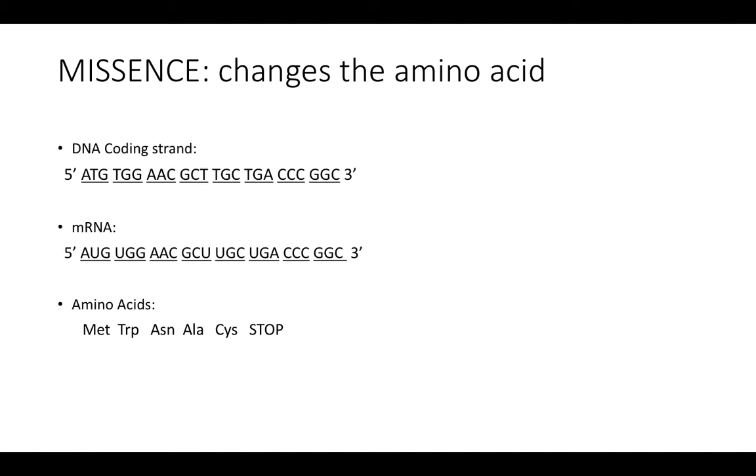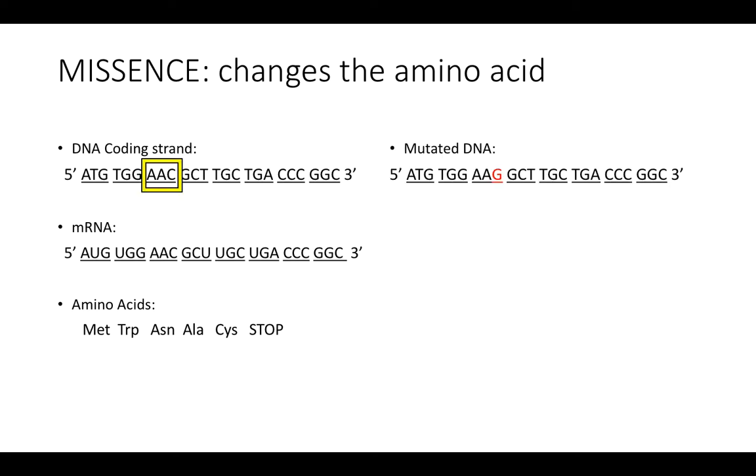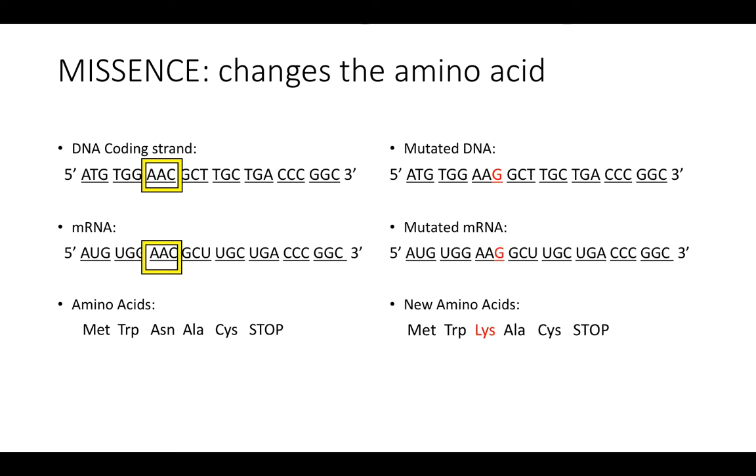Here's the original DNA coding sequence with this coordinating mRNA and amino acids. This is the mutated DNA coding strand. The C in the sequence is now a G, which means transversion took place. Here is the mutated mRNA sequence, along with its amino acids. As you can see, the original asparagine is now lysine, which defines a missense mutation.